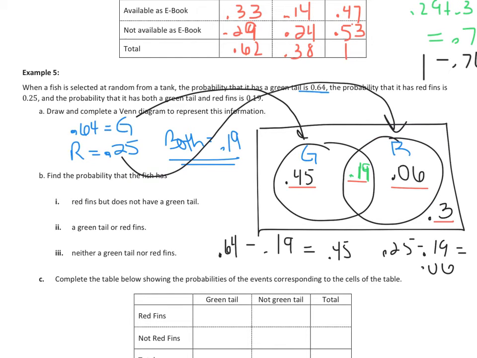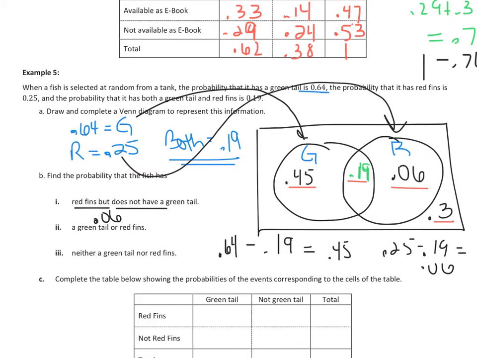Boom. Okay, so now we can answer our questions. What's the probability that the fish has red fins but does not have a green tail? So let's look. Here's my red fin, but we do not want a green tail. So that means I don't want this. We want just this 0.06 value. So 0.06 is that answer.